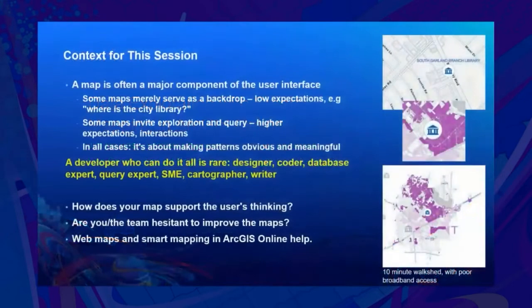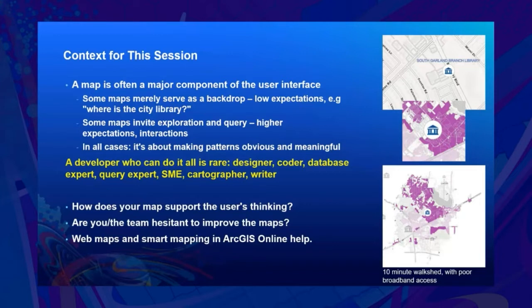Now, some context for this. We all know that a map is often a major component of an application's user interface. And sometimes we use maps merely as a backdrop, like in the top right corner: where's this library? Well, here's a map that shows you right here. It's right here. And that's all we expect of that map. It doesn't have to do anything else but just look good.